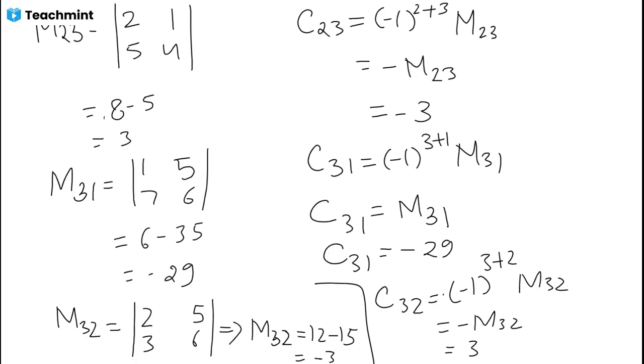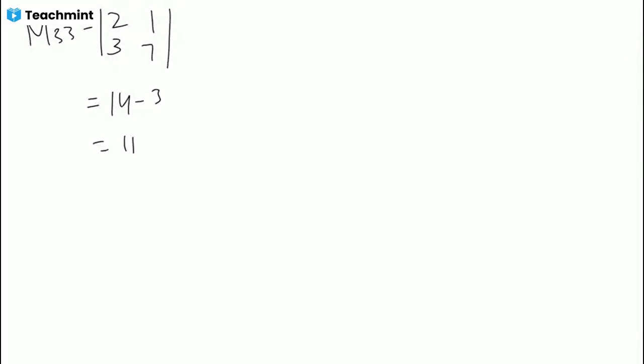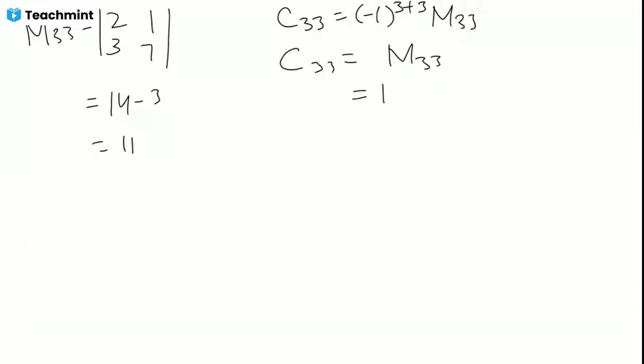Yes, ma'am. Now we need to find one more, that is M33 and C33. Leave third row and third column, we have 2, 1, 3, 7. So we have 11. And C33 is equal to minus 1 to the power 3 plus 3 into M33. We have an even power, so obviously C33 is equal to M33, which is 11.